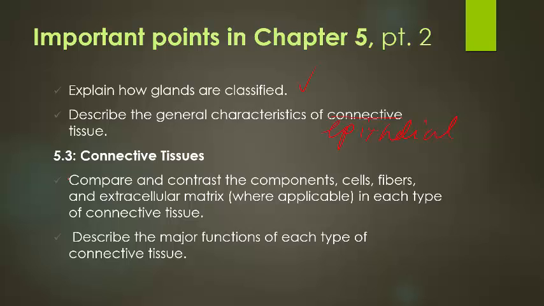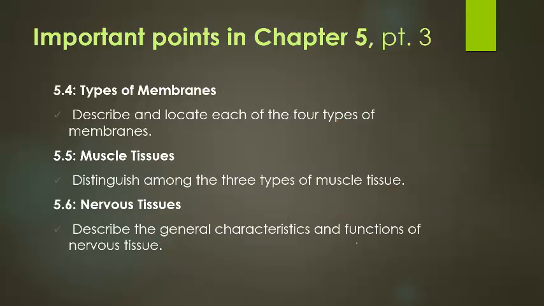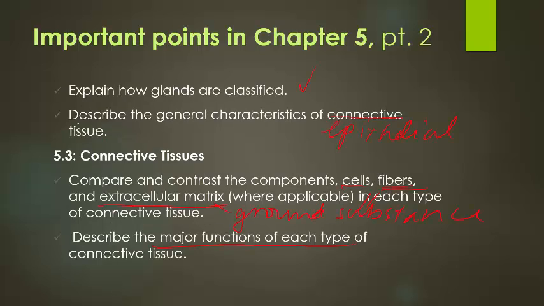Then we talked about connective tissues. We compared and contrasted the components of the connective tissue, the cells, the fibers, and the extracellular matrix / ground substance. Remember, ground substance plus the fibers equals the extracellular matrix in each of the types of the connective tissues. And then we looked at the major functions and the characteristics of those types. This should have been down here. Somehow it got up above.